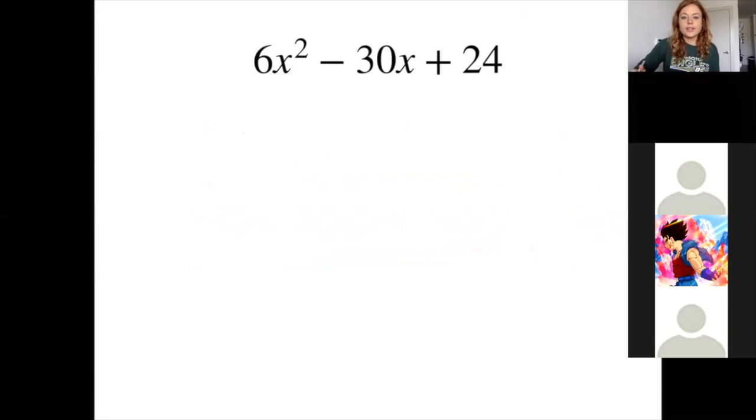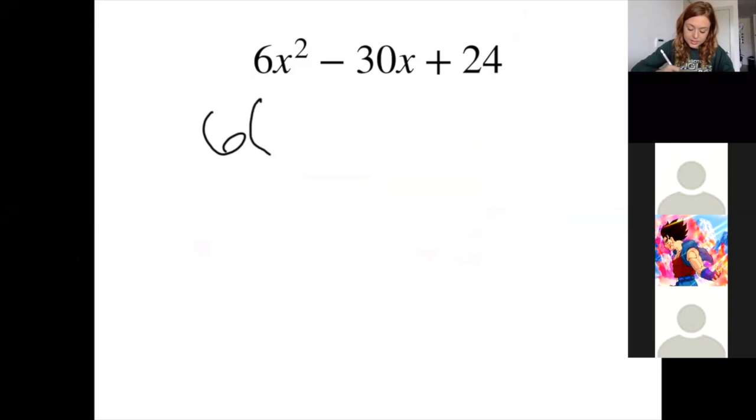All right, next one. Again, our leading coefficient is not a 1. So I want to think, do I have a GCF? Is there a GCF of 6, 30, and 24? The greatest common factor of 6, 30, and 24 is 6. So I'm going to factor a 6 out. There's not an x over here by the 24, so I can't take out any x's. So just 6. That's all I'm going to take out.